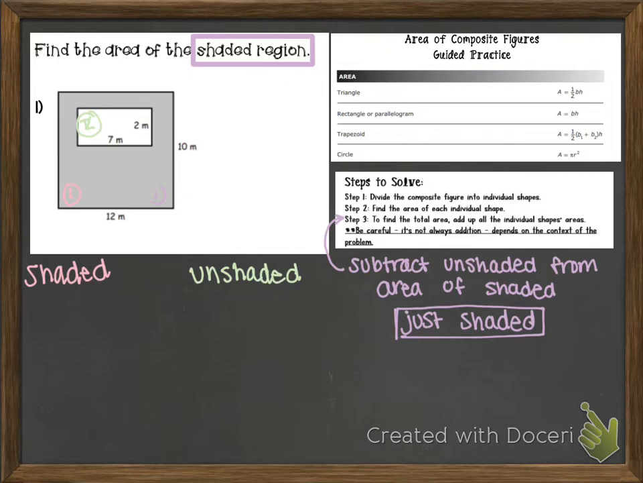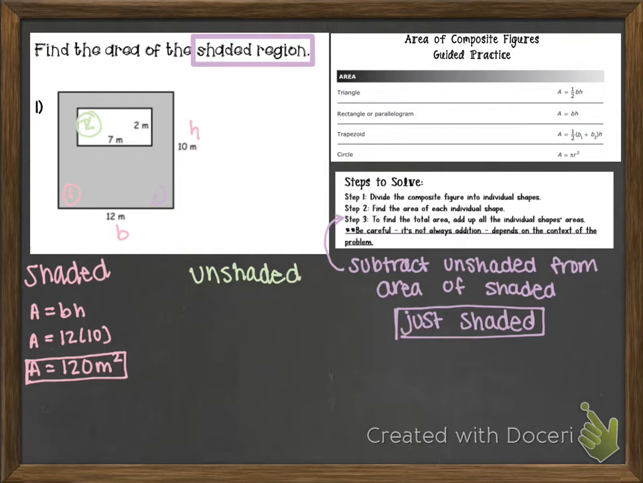So our first figure is a rectangle. So we have a base and we have a height. So we're going to write our formula down. Area equals base times height. And then we're going to plug in. Area equals 12 times 10. Okay, so area equals 12 times 10, which is 120 meters squared.